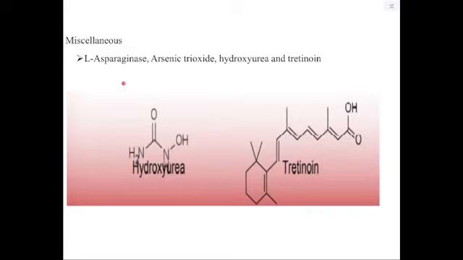So you have L-asparaginase, you have arsenic trioxide, you have hydroxyurea, and tretinoin. I have an example of tretinoin, and you can see the conjugated double bonds there. Then you have the hydroxyurea, just urea and a hydroxyl substituent.